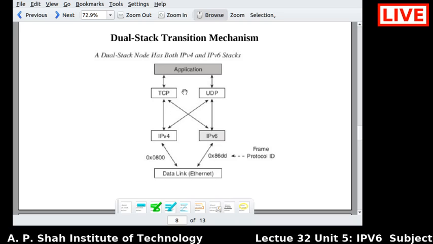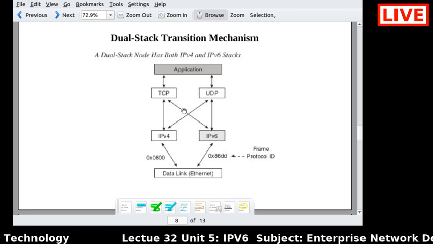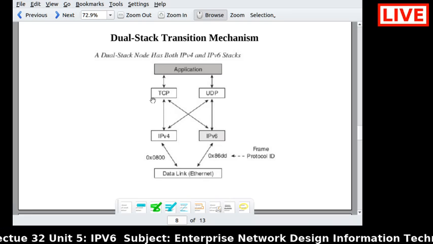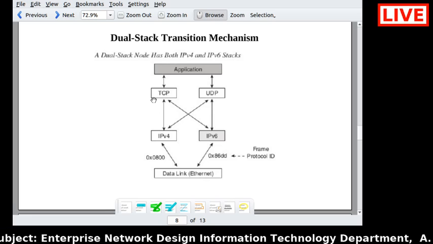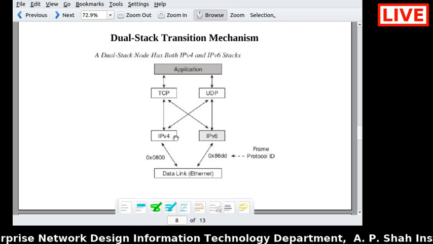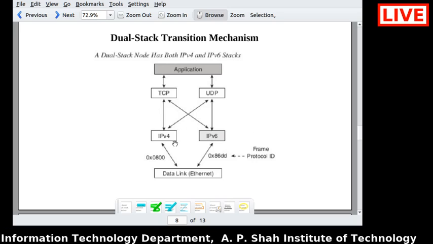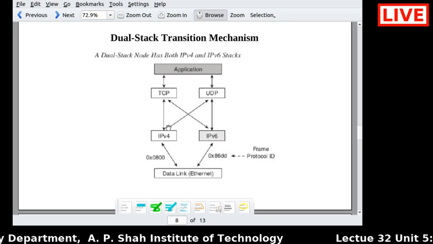So this is nothing but the concepts of your dual stack transition techniques. In order to use that, you first need to check whether the OS you are going to use is enabled for this particular communication of dual stack between IPv4 and IPv6, so you need to take care of that. So this is one dual stack transition mechanism.